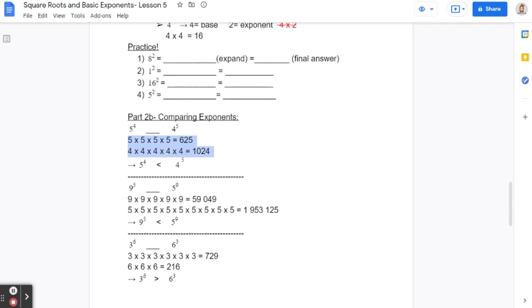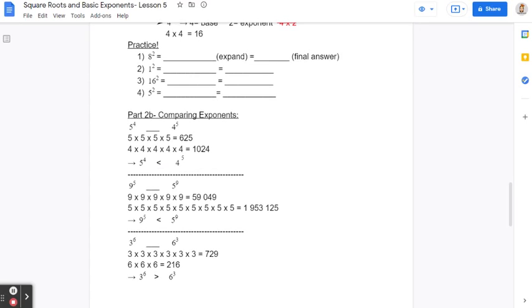I've written them. So 5 to the power of 4 versus 4 to the power of 5. For 5, you're going to multiply 5 by itself 4 times, and that's going to be 625. And for 4, you're going to multiply by itself 5 times, and that's going to give you 1024. So now which number is bigger, 625 or 1024? That's obviously 1024. So 5 to the power of 4 is less than 4 to the power of 5.